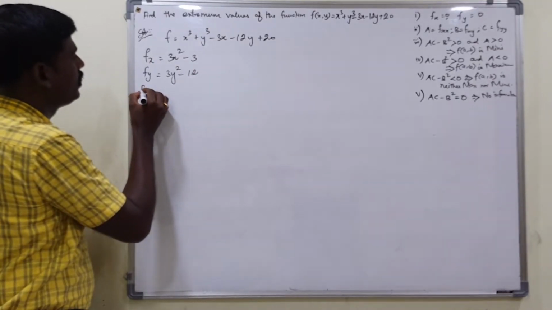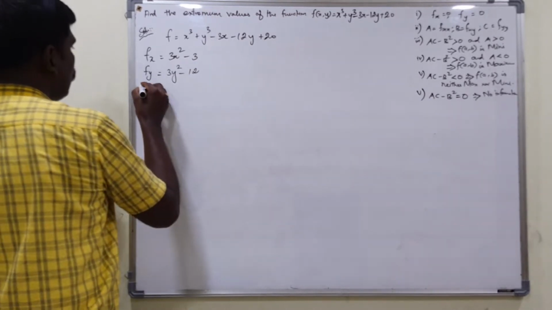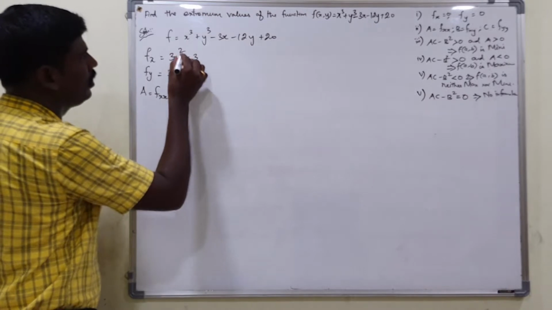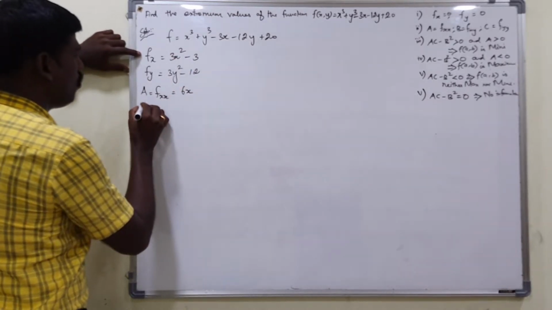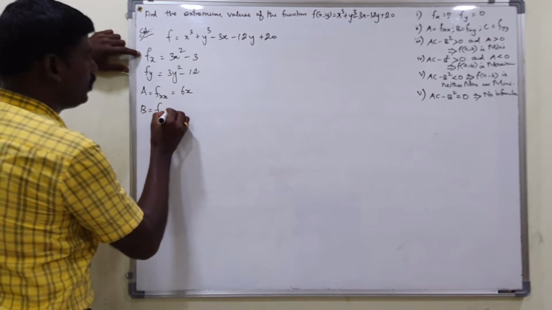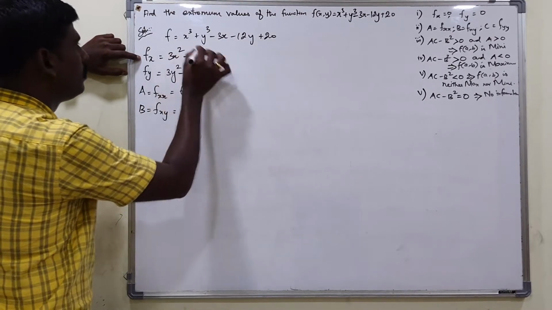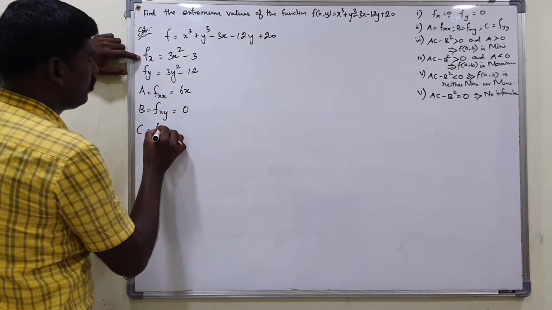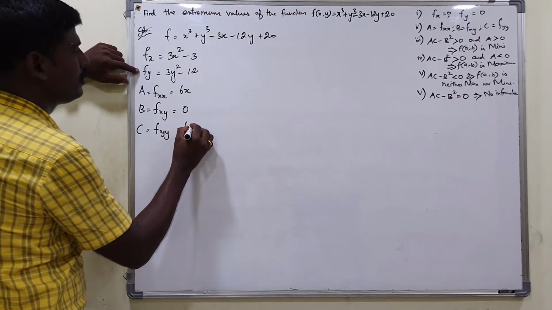What is A? A is f double x. That is equal to, once again differentiating fx with respect to x partially, 6x. What is B? Fxy. That means fx with respect to y, it becomes 0, since the terms are only in x. Then what is f double y? Fy with respect to y, once again it becomes 6y.